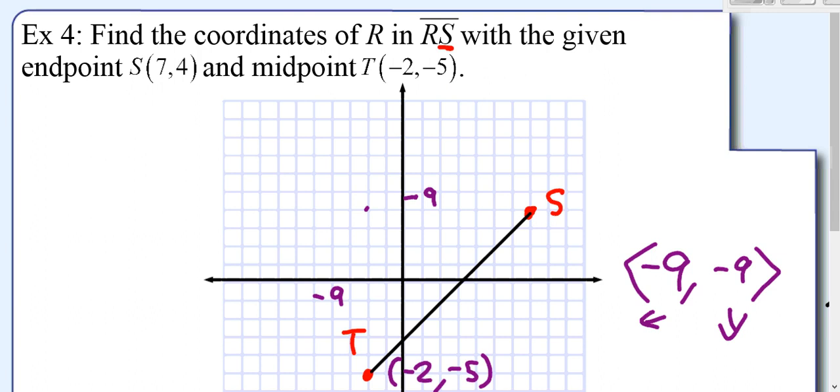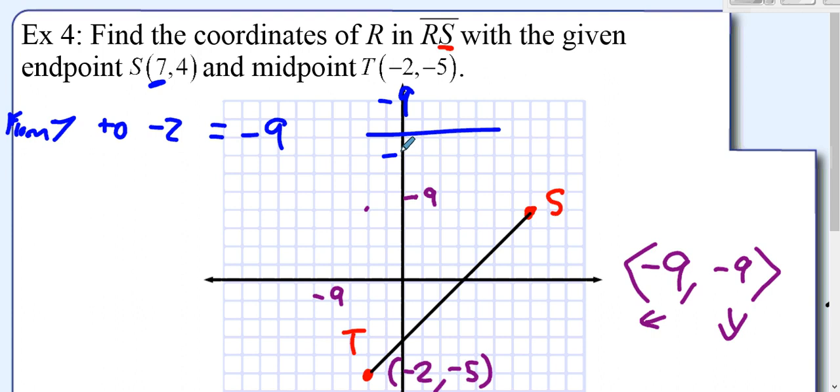But we're going from S to the midpoint. So you have to look to get from 7 to -2. I don't know why I said 4. From 7 to -2. What do you have to do mathematically to get from 7 to -2? You had to subtract 9. So then you're going to subtract 9 one more time. You get -11, like we said a minute ago.